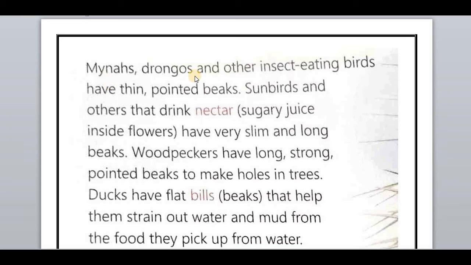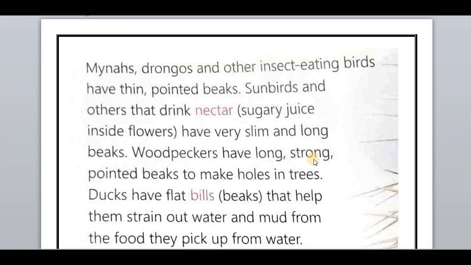Mynas, drongos and other insect-eating birds have thin, pointed beaks, as I have shown in the picture. Sunbirds and other nectar-drinking birds have very slim and long beaks.